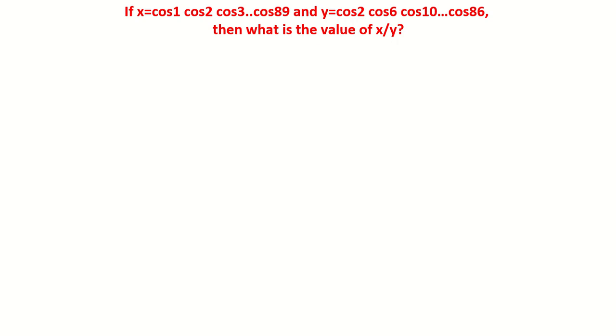So this question is x equal to cos 1, cos 2, cos 3 up to cos 89 and y equal to cos 2, cos 6, cos 10 to cos 86. You can see there is a difference of 4 degrees each time: 2, 6, 10. The question can ask several things, like x by y, or they can give some expression using x square plus y square or something. So I'm just taking a simple x by y. What is the value of x by y?